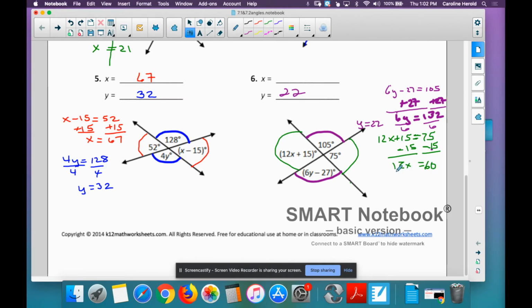That's a multiplication right there. I have to divide, right? Good job, you guys. You're doing this. X equals 5. We're done this page. Good work. That's using vertical angles to write and solve equations.